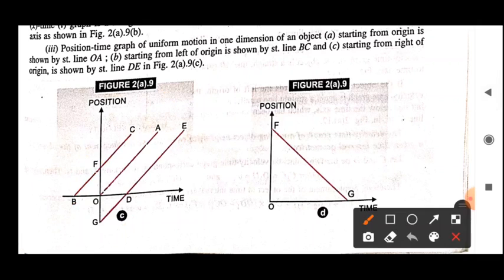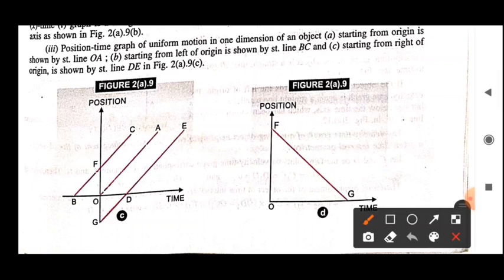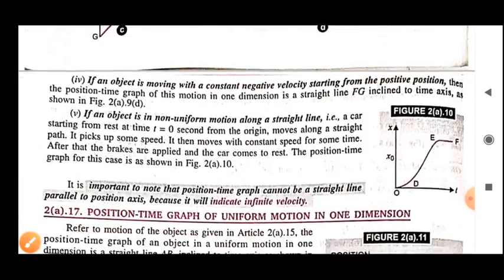Now the fourth graph. This is for the case where the position is decreasing with time, for example when someone is continuously approaching you, the distance will decrease. So you will have this kind of decreasing graph.